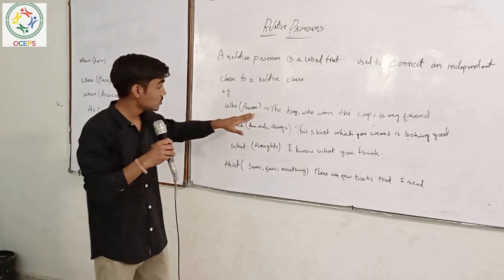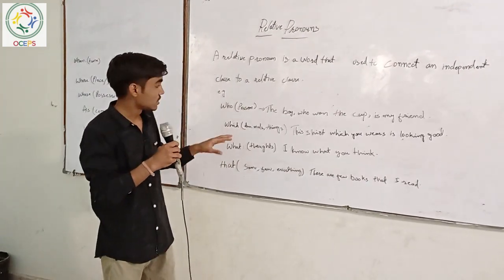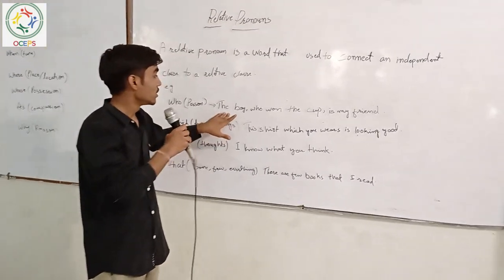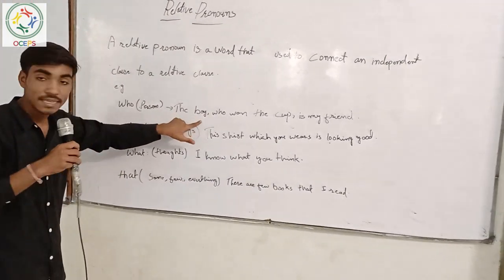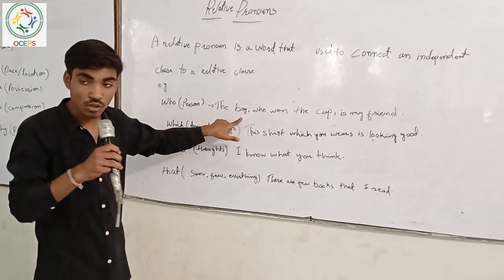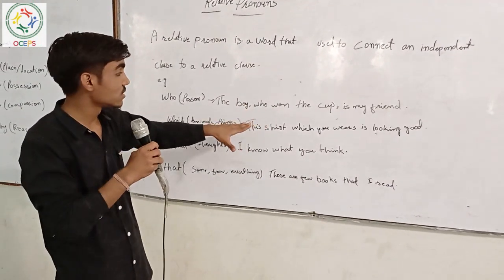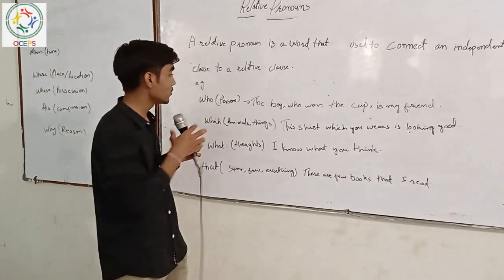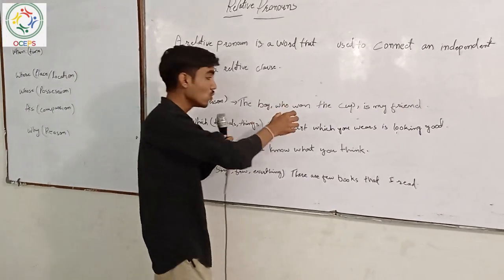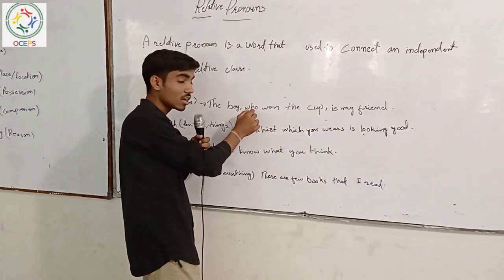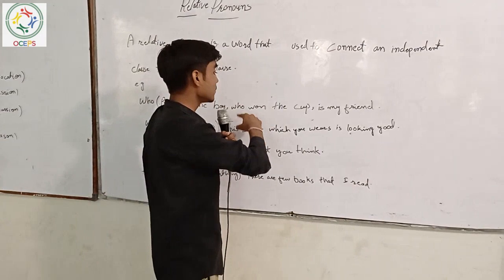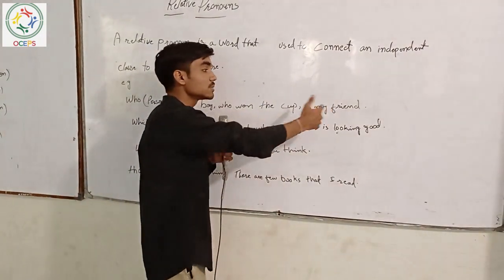Okay, now how can we use it? Here I am giving you an example which helps us to easily understand it. The boy. Here the boy is a person. The boy who won the cup is my friend. So here you see, the boy who won the cup. Here we use a relative pronoun. Who is a relative pronoun and it gives extra information: won the cup.